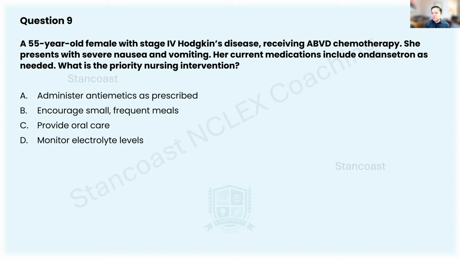All right, let's move forward to number 9. A 55-year-old female with stage 4 Hodgkin's disease receiving ABVD chemo. She presents with severe nausea and vomiting. Her current medications include ondansetron as needed. What is the priority nursing intervention? Is it A, administer antiemetics as prescribed, B, encourage small frequent meals, C, provide oral care, and D, monitor electrolyte levels?